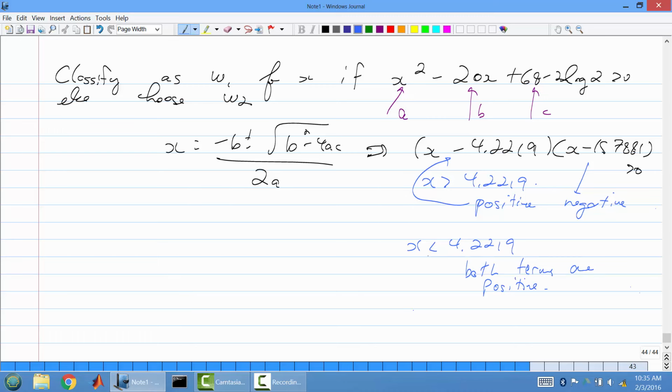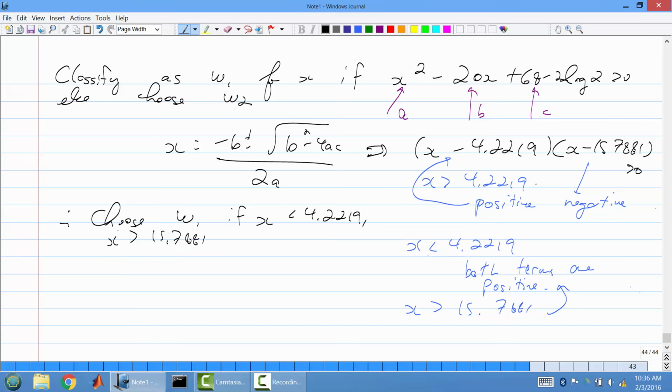Okay, and similarly, if you were to choose greater than 15.7881, it's the same thing. So therefore, choose omega 1 if x is less than 4.2219, and if x is greater than 15.7881. So this is just for a single feature. This is what the decision boundary would be.